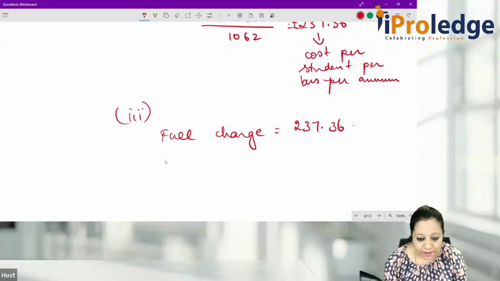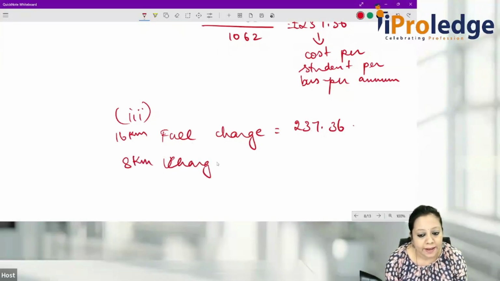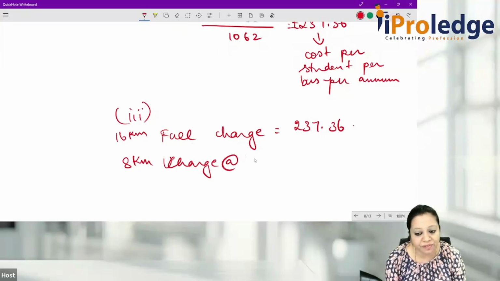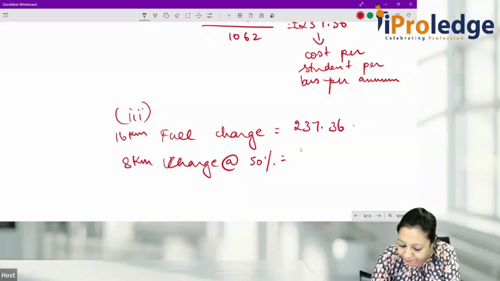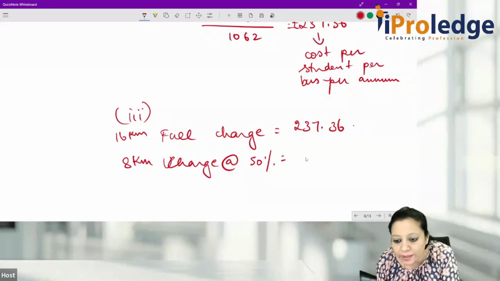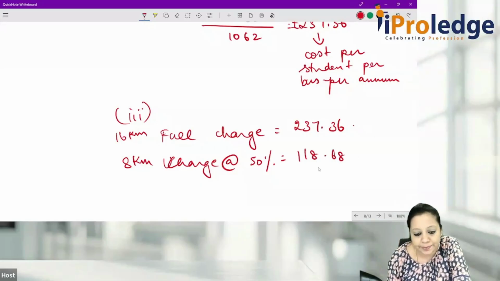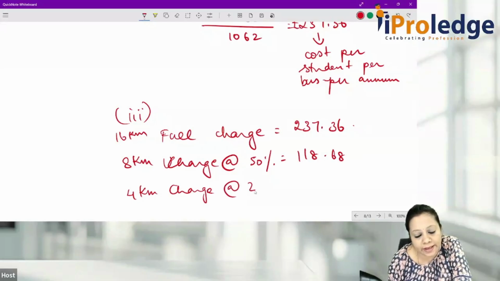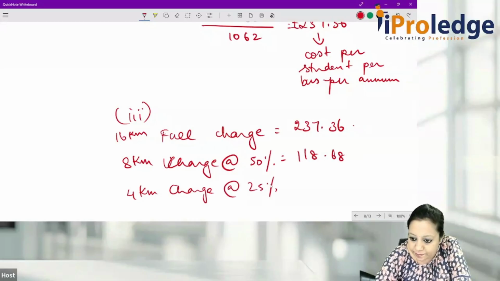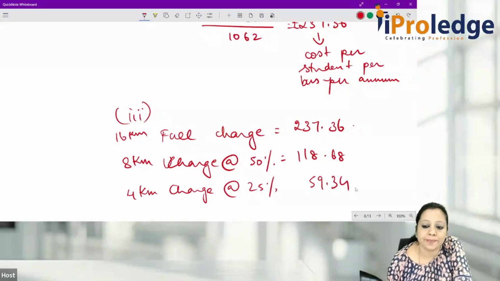Okay. That means this is for 16 kilometers radius. Then 8 kilometers will be what? The charge will be at the rate of what percent? 50 percent. So 50% of 237.36 is 118.68. Then for 4 kilometers radius, the charge is at 25 percent, that is 59. Thank you, dear. That's all.